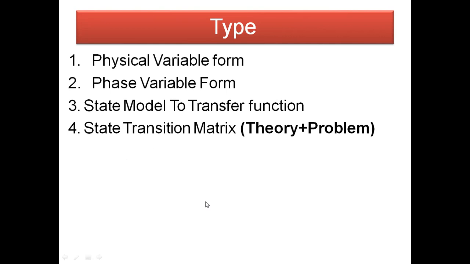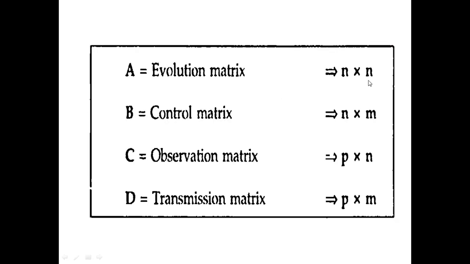And the size of the matrices: if I consider A matrix, the evolution matrix, it is n cross n. If I consider the B matrix, it must be n cross m. M is the size of the input variable. The observation matrix is P cross n, where P is the size of the output variable. And D is the transmission matrix. Again, the size of the transmission matrix must be P cross m. And what are all the types we have?